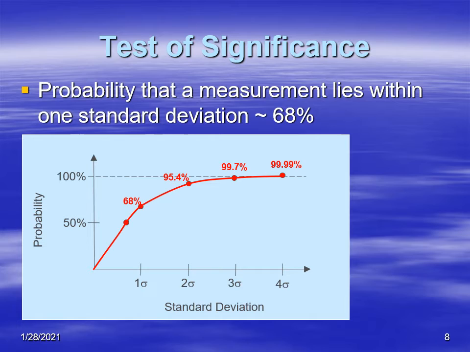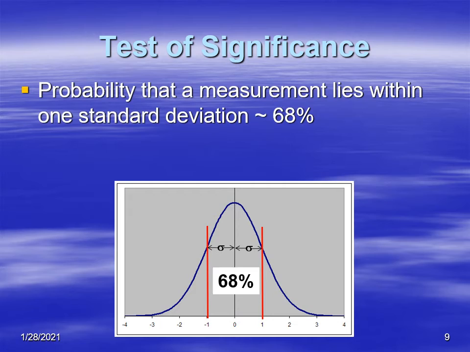This curve shows the probability that measurements will lie within certain standard deviations. On this curve, you can see the first standard deviation accounts for 68% of the observations. And as you increase the number of standard deviations away from the mean, it increases the number of observations or measurements that are found within that area. So one standard deviation equals approximately 68% of all of the observations.